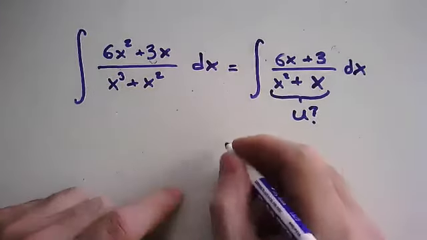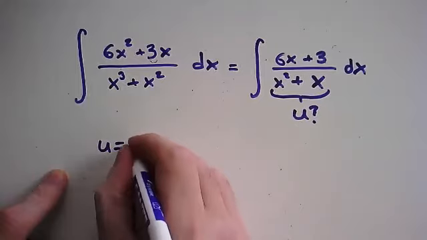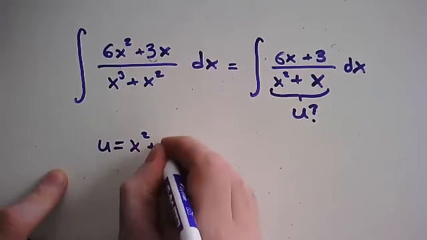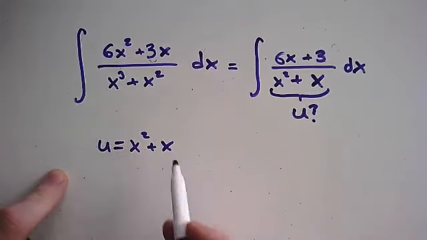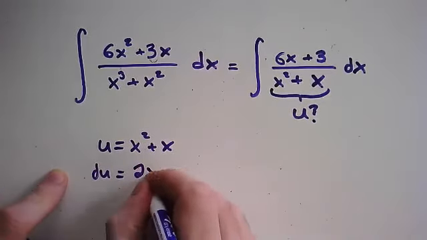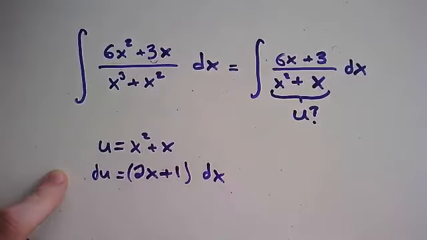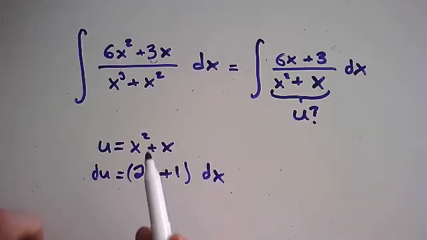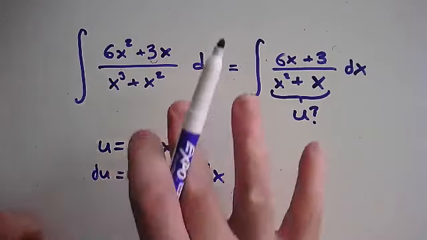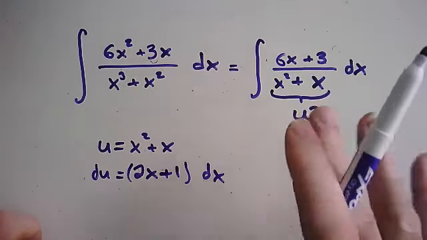So let's try u equals x squared plus x. Well, if u equals x squared plus x, then du would be 2x plus 1 times dx. Okay, so I've chosen u, I'm seeing if it works, I find du, and then I zoom out for a minute, look back at my problem and say, does that help or does it hurt?